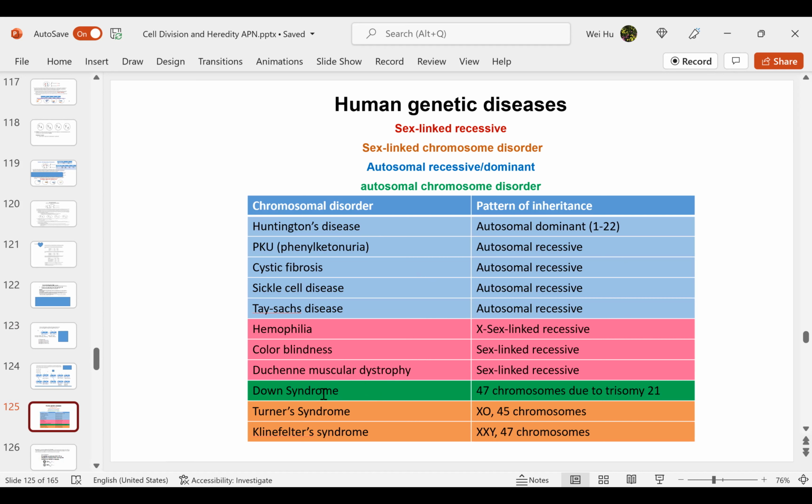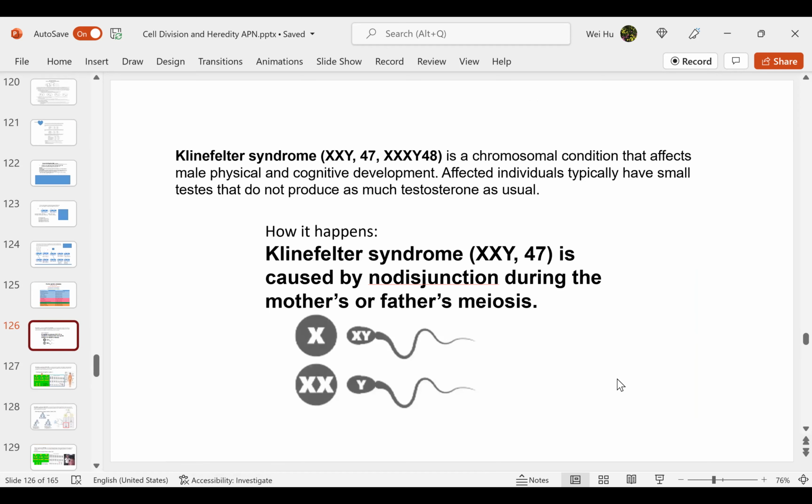Now I'm going to talk about what diseases occur if you have a different chromosome number. Let's start with XXY man. This is a man, but they get 2 X's or even 3 X's. The cause is non-disjunction.